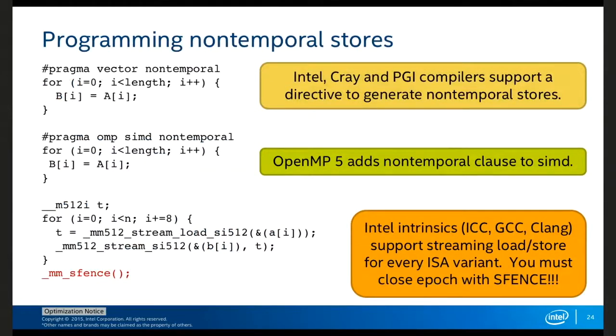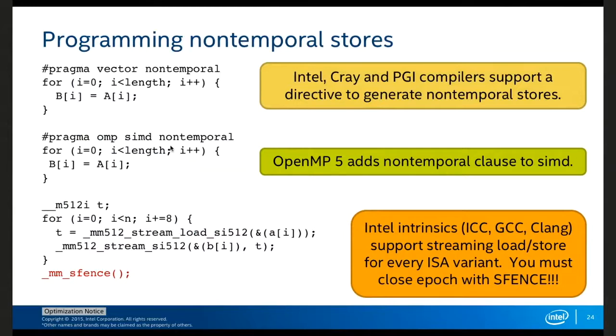Just because it's important, because the compiler will not always do this for you, programming non-temporal stores: there's an Intel pragma where you do vector non-temporal. This has been around. There's an equivalent in our Fortran compiler, I think it's dir vector non-temporal. There are Cray and PGI equivalents. I found them in the user manual. If someone cares, I'd be happy to share them. But PGI doesn't support AVX-512 yet, as far as I know, so it probably doesn't matter.